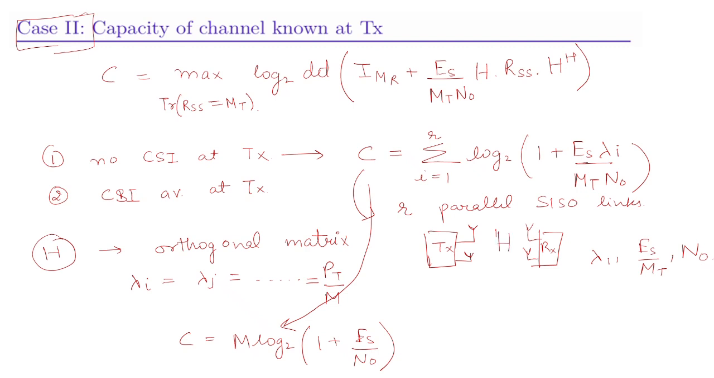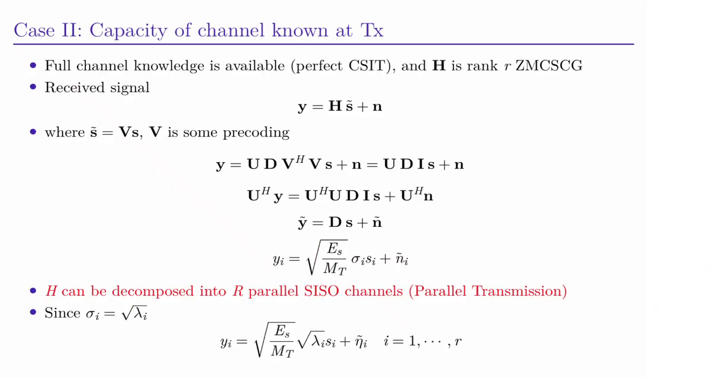Now at the receiver, we estimate the channel H, and this estimate should be perfect. And then from the receiver side, we have a feedback coming to the transmitter. Now the channel state information is available at the transmitter, which is known as CSIT. And this feedback is also assumed to be ideal, perfect and error free. Here we say full channel knowledge is available, so we have perfect CSIT.